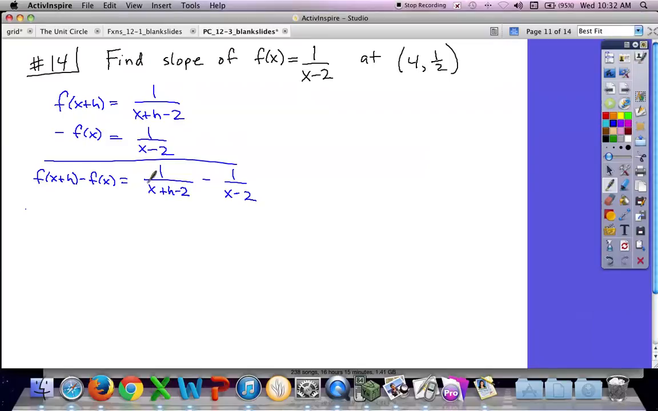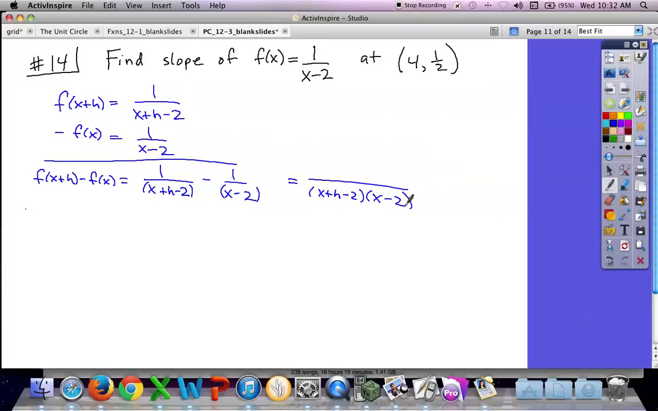No. I mean, this is one factor. There's another factor. The common denominator has to have every factor, right? So it has to have x plus h minus 2 times x minus 2. It'd just be the product, right? When in doubt, the product of all those denominators will be a common denominator.